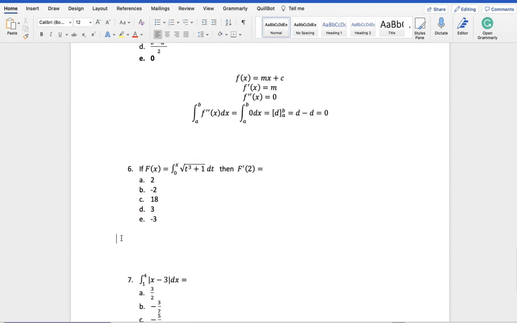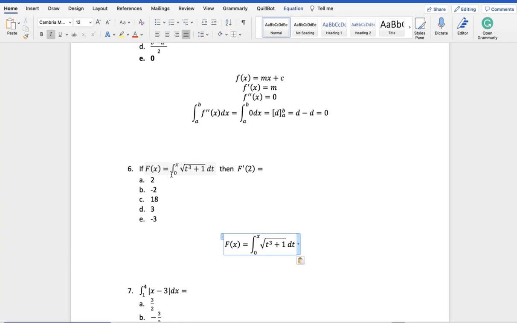Feel free to stop me if you don't understand again. So moving on, for the sake of time, we're looking now at if f of x is given to us as the integral evaluated between 0 and x of the square root of t cubed plus 1 dt, we are asked to find the value of f prime substituted by 2 wherever you see x, right? So f prime of 2.